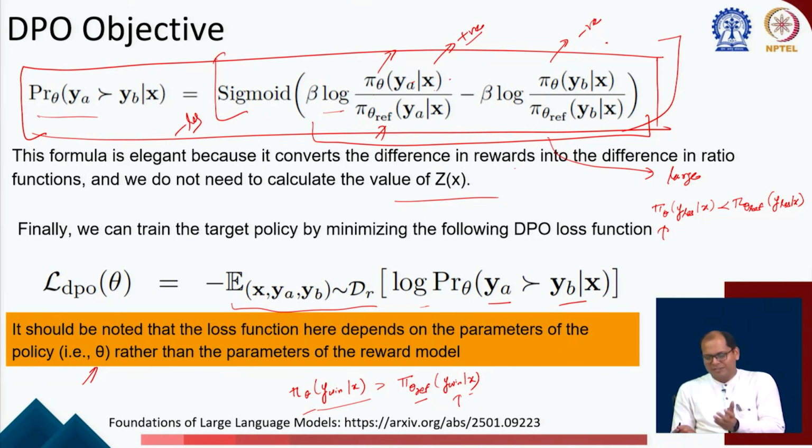Because if it is the reverse direction, where it is giving a higher probability to the losing sample than the ref model and a lower probability to the winning sample than the ref model, then this will be a negative term, and sigmoid of negative will be close to, right, close to 0. No, sorry, first of all, log of, yeah, it will be a highly negative term, it will be close to 0, right.